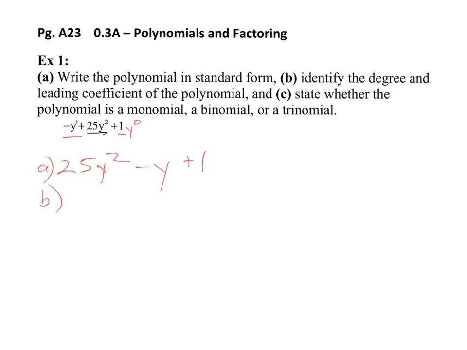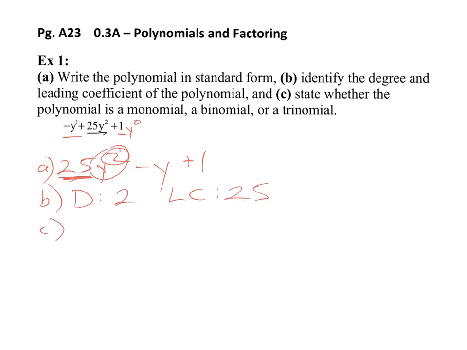Part B, identify the degree and leading coefficient. The degree is the value of the highest exponent. So that's right here, and that's 2. And the leading coefficient is the number in front of the variable with the highest degree. So that'll be 25.